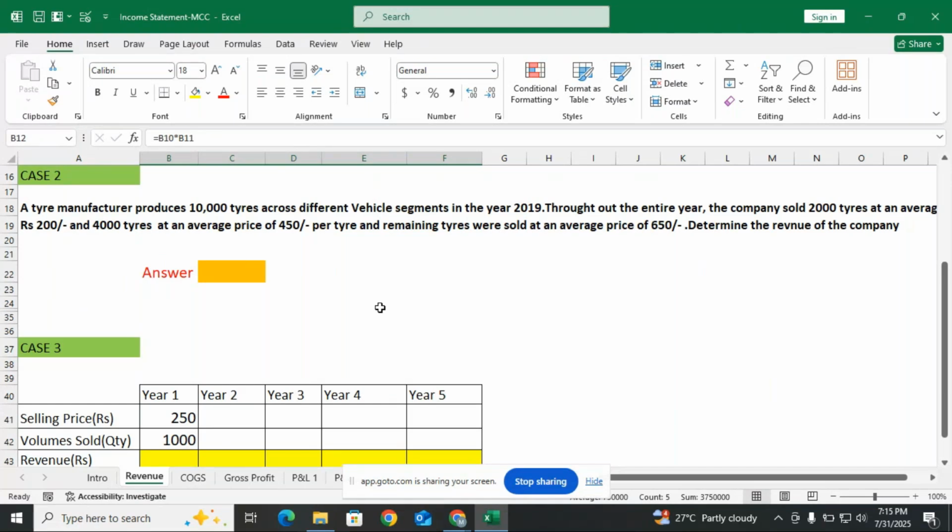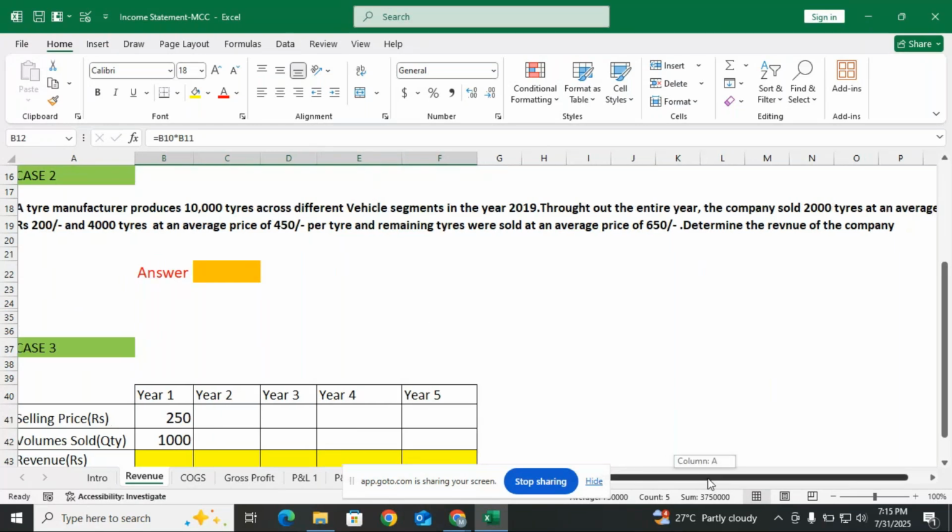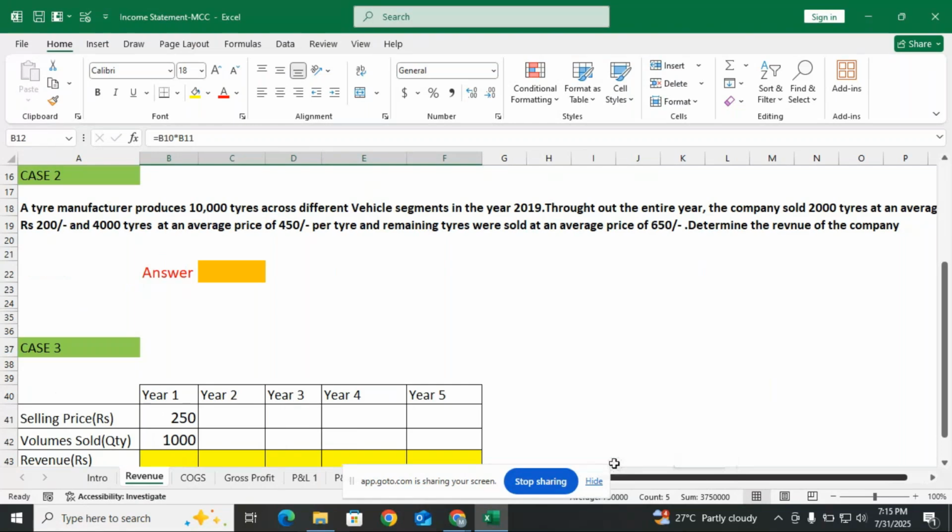Out of 10,000 tires, the company has made a sale of 2,000 tires in the same year at an average price of 200 per tire. So, out of 10,000, 2,000 tires were sold at a price of 200 and 4,000 tires were sold at a price of 450 per tire.